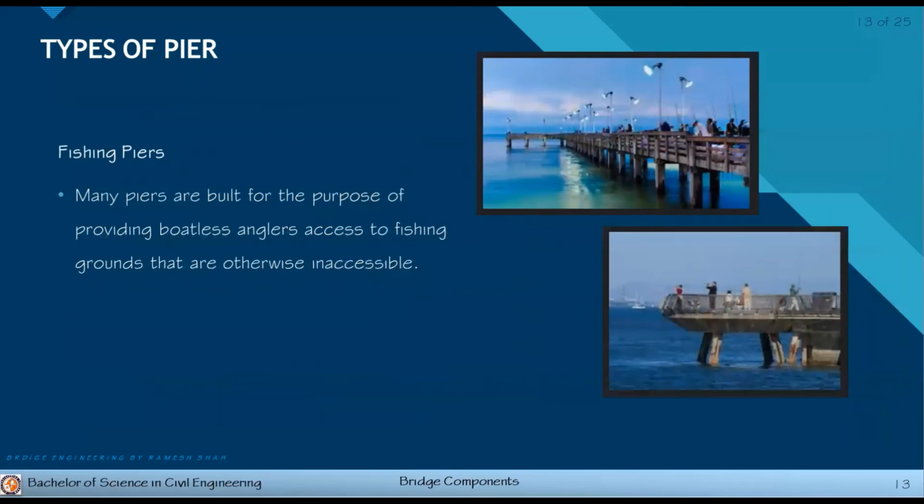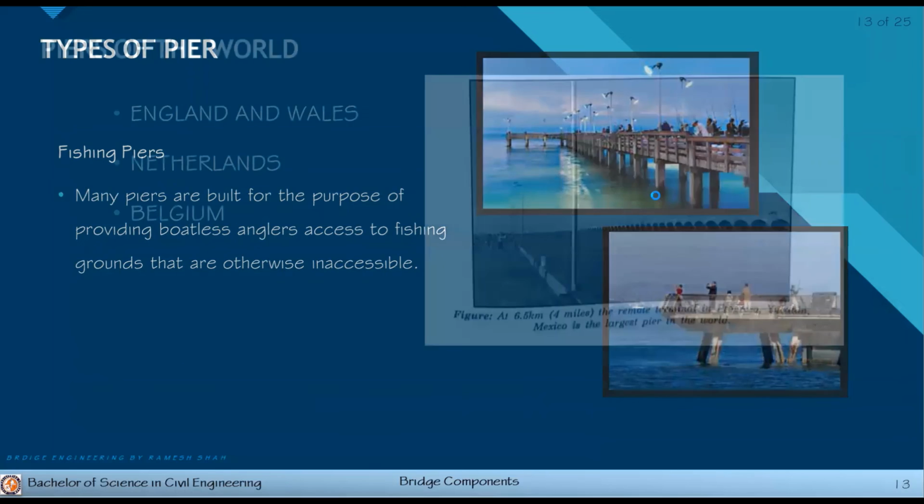So next is fishing piers. Many piers are built with the purpose of providing boatless anglers access to fishing grounds that are otherwise inaccessible. So for example, if you want to fish in the middle of the sea, you can catch many fish. So you can use that, right? It's very enjoyable to go fishing.